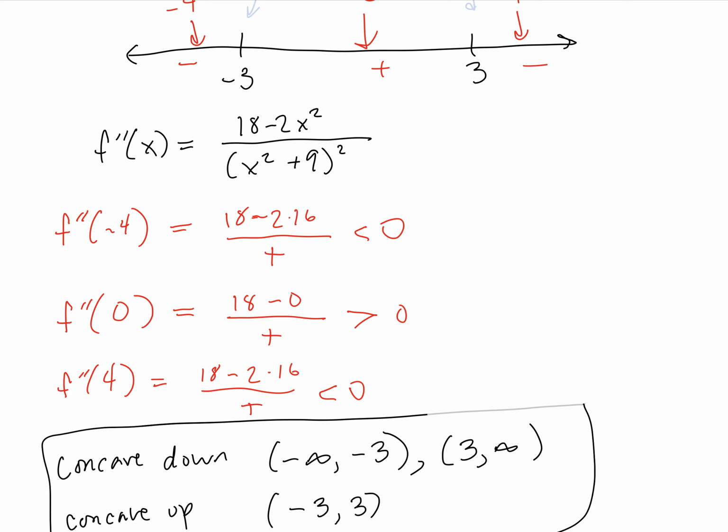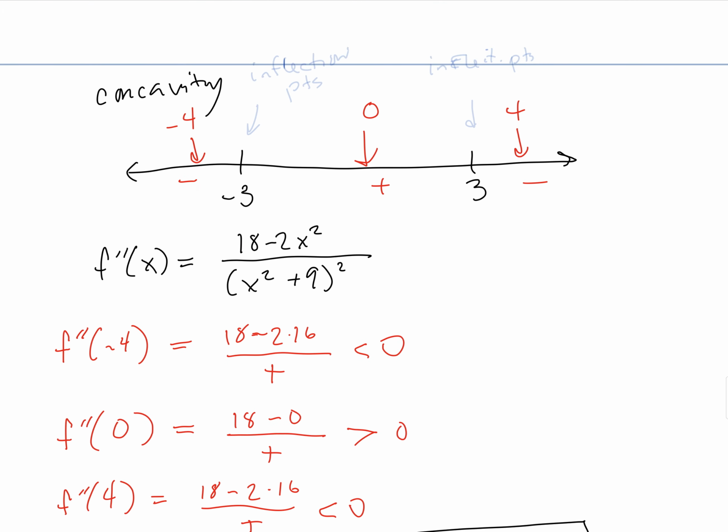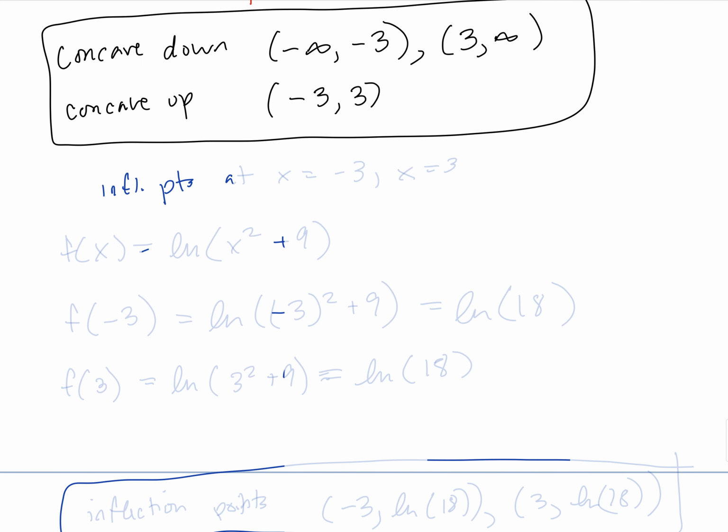So that is the concavity of the function, and we're also interested in the inflection points. So we see that both negative 3 and positive 3 are going to actually be inflection points. These are both inflection points because the concavity changes. Before negative 3, we're concave down. After negative 3, we're concave up. After positive 3, we're concave down. So inflection points at x equals negative 3, x equals 3.